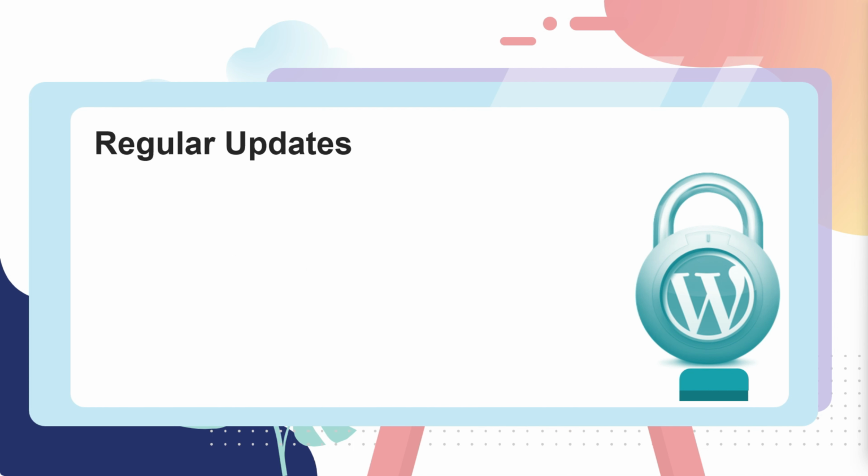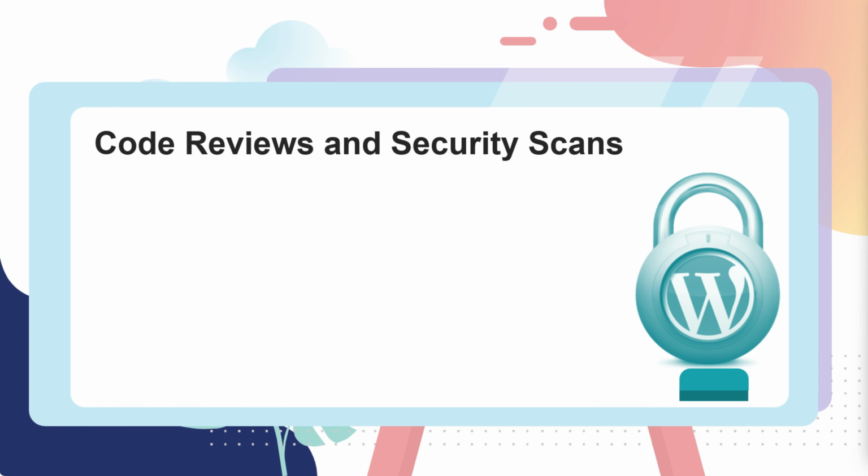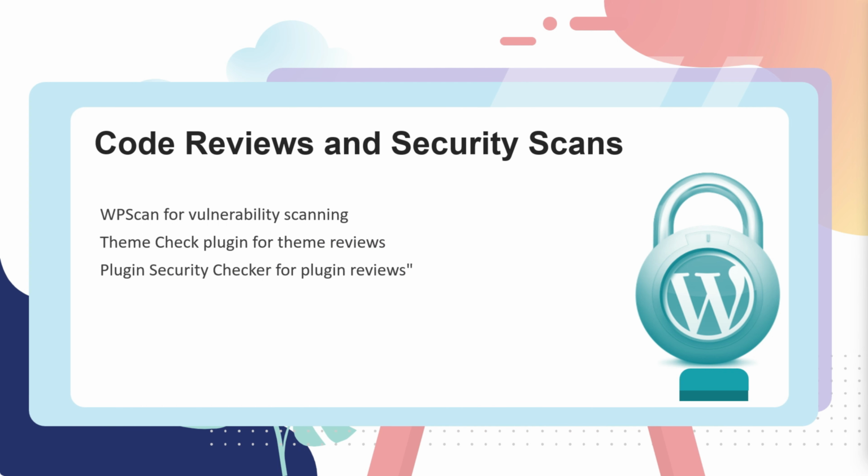Now it's important to enable automatic updates or set a schedule to check for updates at least once a month. Now, conduct code review and security scans before installing new themes or plugins. You can use tools like WPScan to identify potential vulnerabilities. So first one is WPScan for vulnerability scans. You can use the Theme Check plugin for theme reviews. You can use a plugin security checker for plugin reviews.